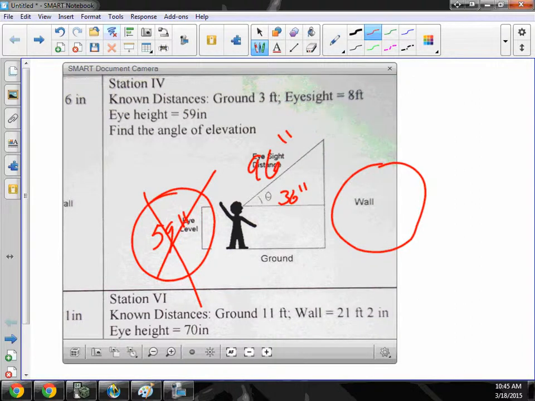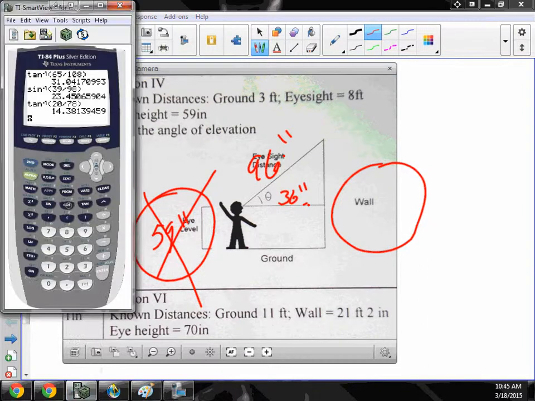So which trig ratio is going to use those two numbers? Not sine, cosine. It's adjacent and hypotenuse. So second cosine of 36/96 gives me 67.97 degrees.